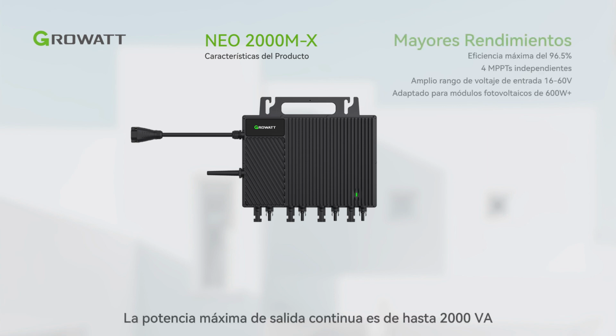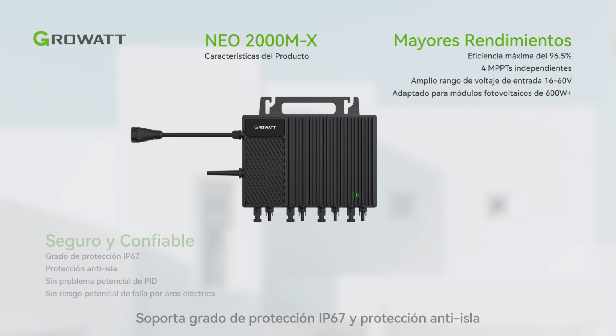The max continuous output power is up to 2000 VA. It has 4 independent MPP tracks, which means that it is able to be connected with 4 individual PV modules and supports module level monitoring. The wide input DC voltage range means that the PV system has longer working hours. Max input current is up to 15 amperes, so it is able to be compatible with high power modules. It supports IP67 protection degree and anti-islanding protection.